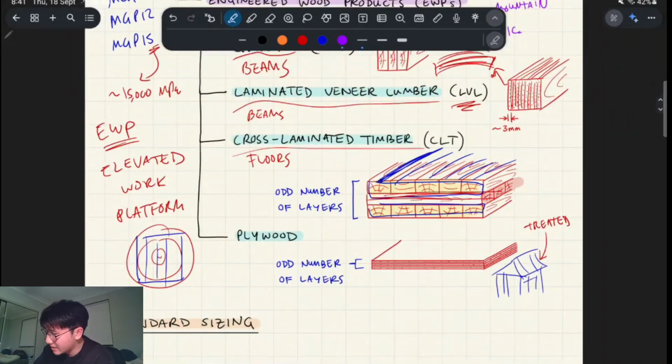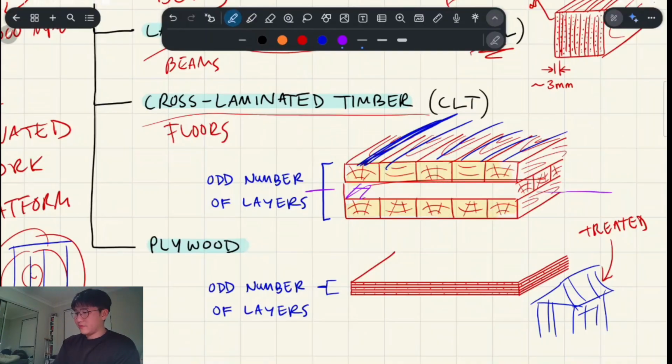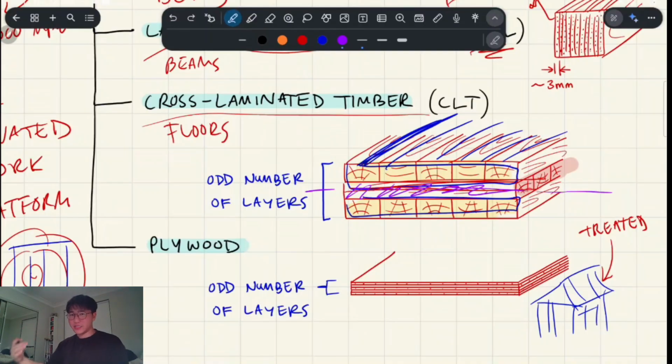So basically, to calculate the effective centroid, or neutral axis, I should say, so that's the bending axis, right? To calculate that, we ignore all the layers which aren't facing in the direction that we're considering. So if we're considering the major direction, which is what I've highlighted in yellow, the neutral axis will be positioned in between that.